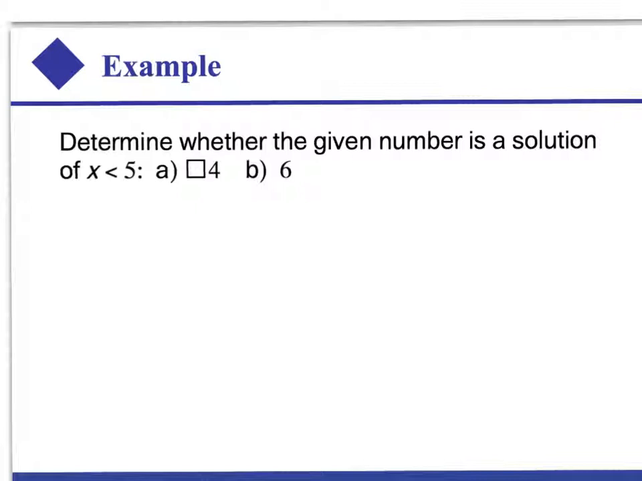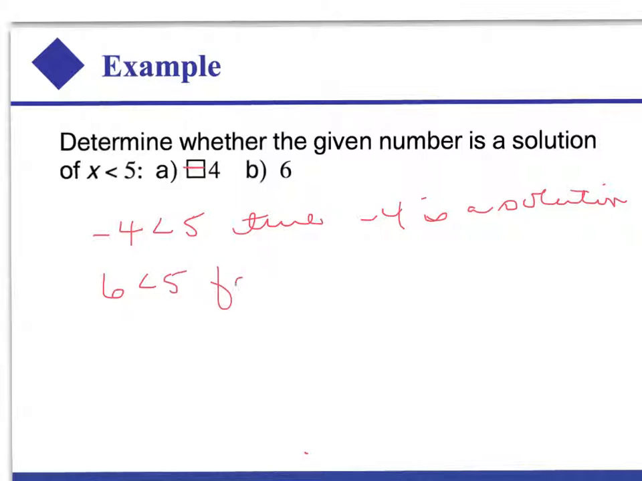So for example, we're going to determine whether x is less than 5 if a is negative 4, and b equals 6. For the first one, if we say negative 4 is less than 5, is that true? So yes, negative 4 is a solution. And then we're going to say, is 6 less than 5? That is false. So 6 is not a solution.